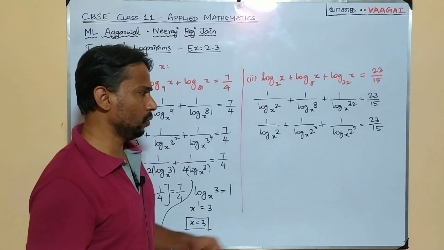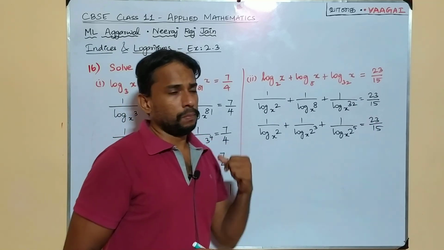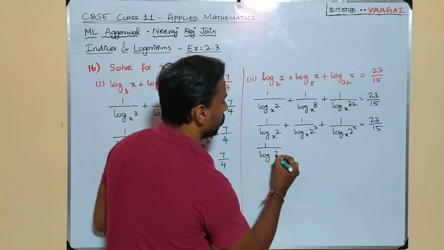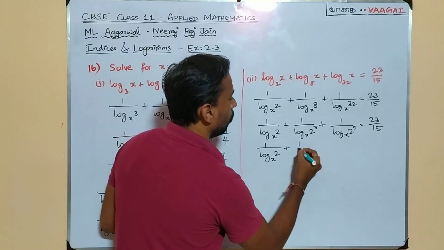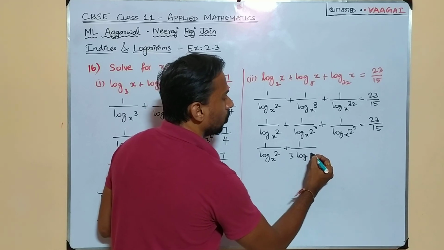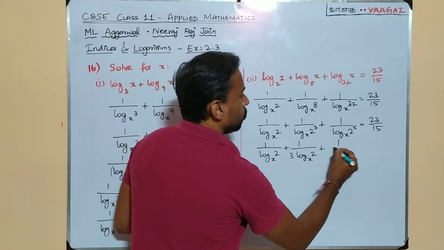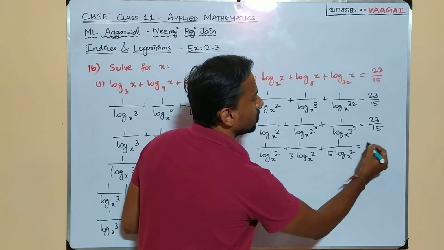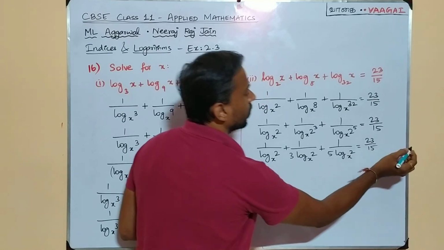And as usual, what we can do? We'll use the power rule. So we'll have 1 by log of 2 base x plus 1 by, this 3 comes to the front. This becomes 1 by 3 into log of 2 base x plus 1 by 5 into log of 2 base x. This is equal to 23 by 15. This is what we'll get.